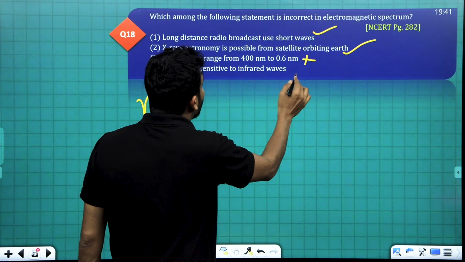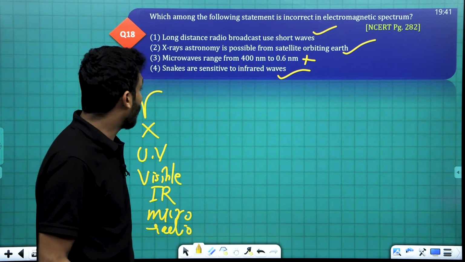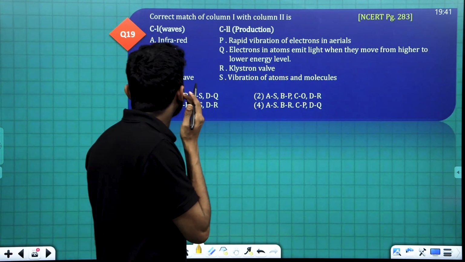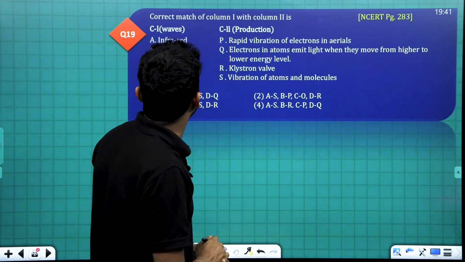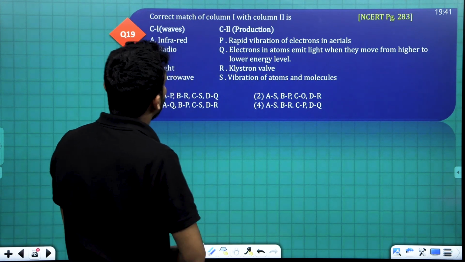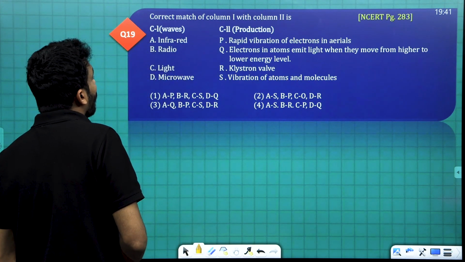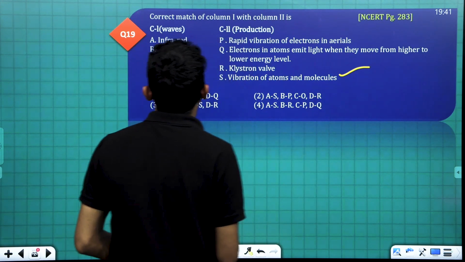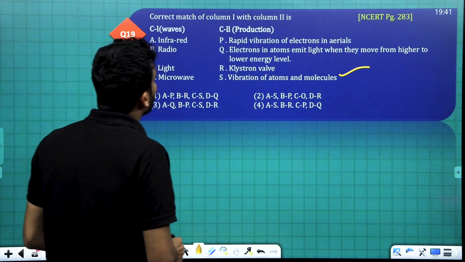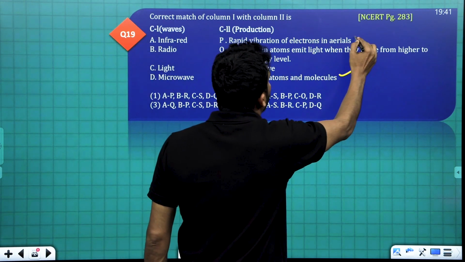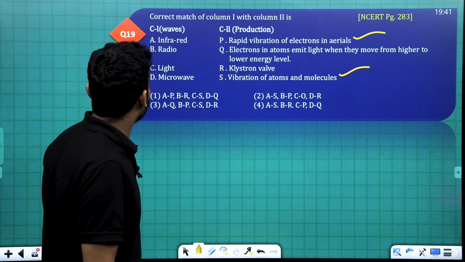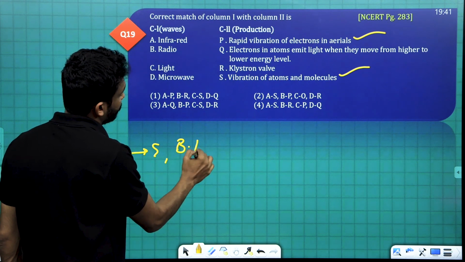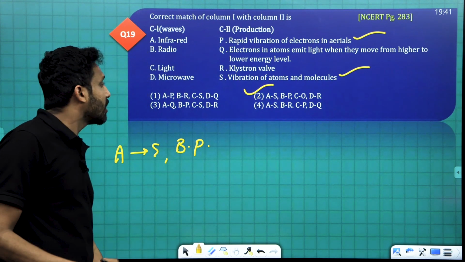Snakes are sensitive to infrared waves. That is also true. So answer is option C. Okay. The next one. Correct match of column 1 with column 2. Infrared radiation is produced by the vibration of atoms and molecules. Radio waves are produced by rapid vibration of electrons in aerials. That is A to S, B to P.